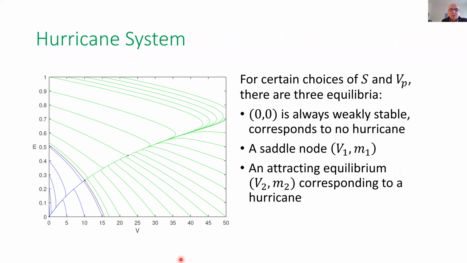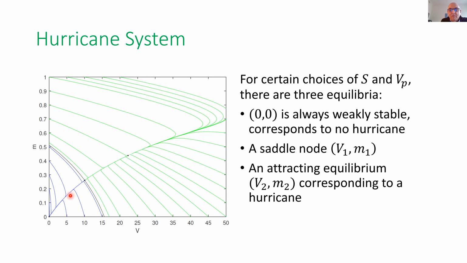Remember, it's a two-dimensional phase space. This is our hurricane state. This is our no hurricane state. And this is our, in quotes, threshold state. You can see everything's rapidly attracted towards this manifold here. But what's key is the stable manifold of this threshold point, because that's the boundary of the basin of attraction of these two things.